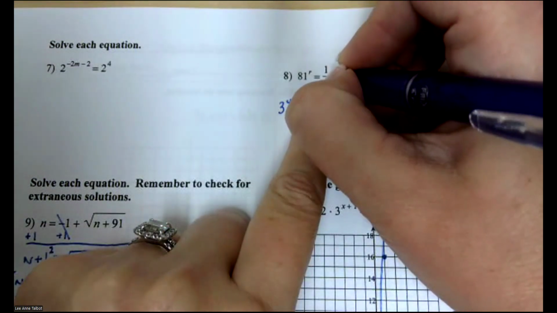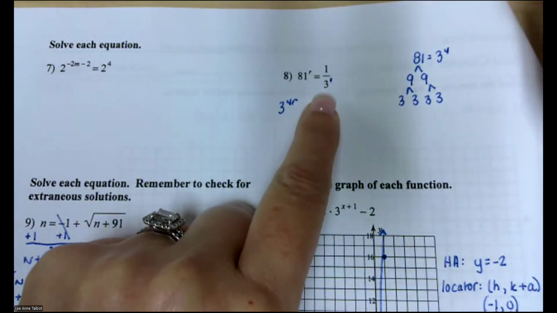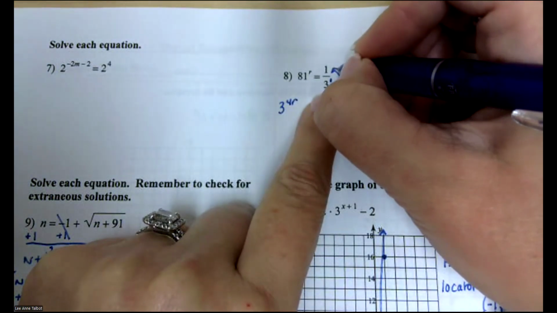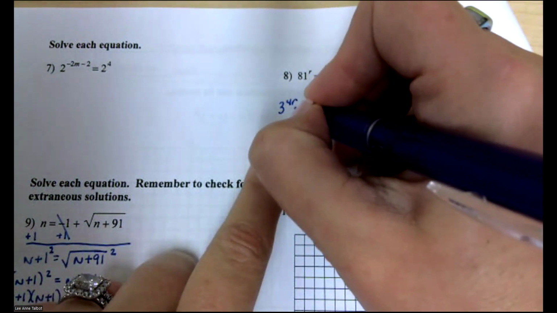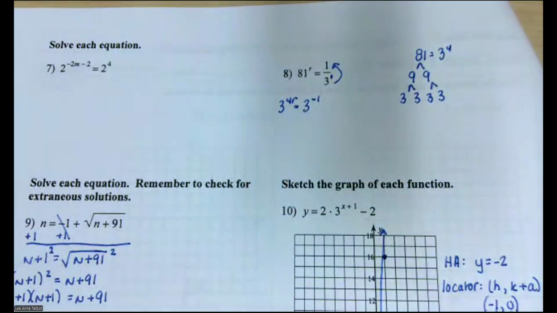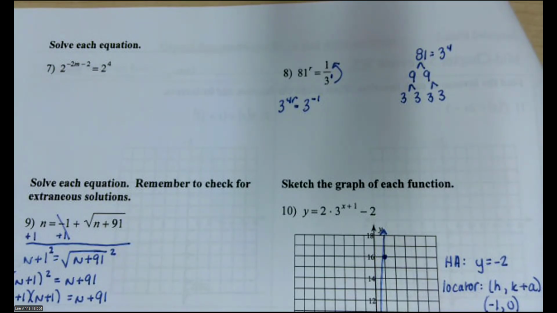Okay, and then I'm going to make this 3 to the 1 and bring him upstairs and make that 3 to the negative 1. So remember, when you switch sides of the fraction bar, it changes the sign. And then you have 4r equals negative 1, r equals negative 1/4.